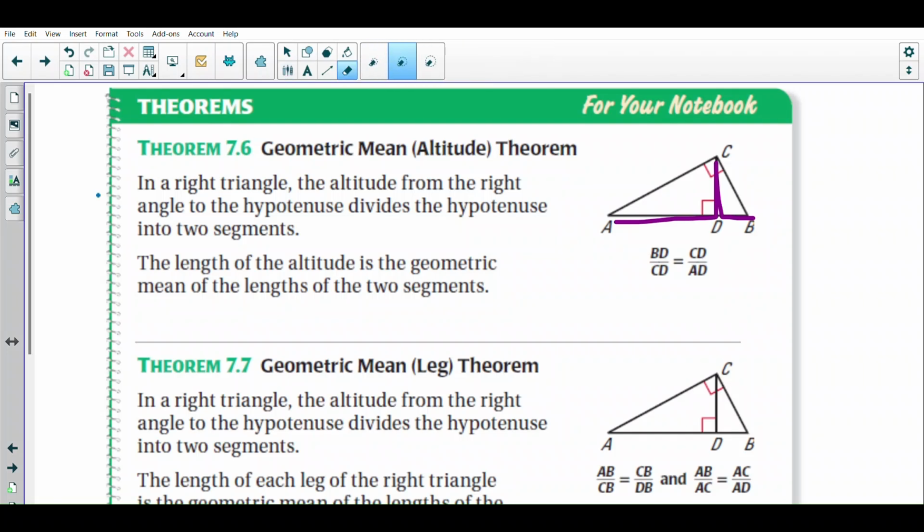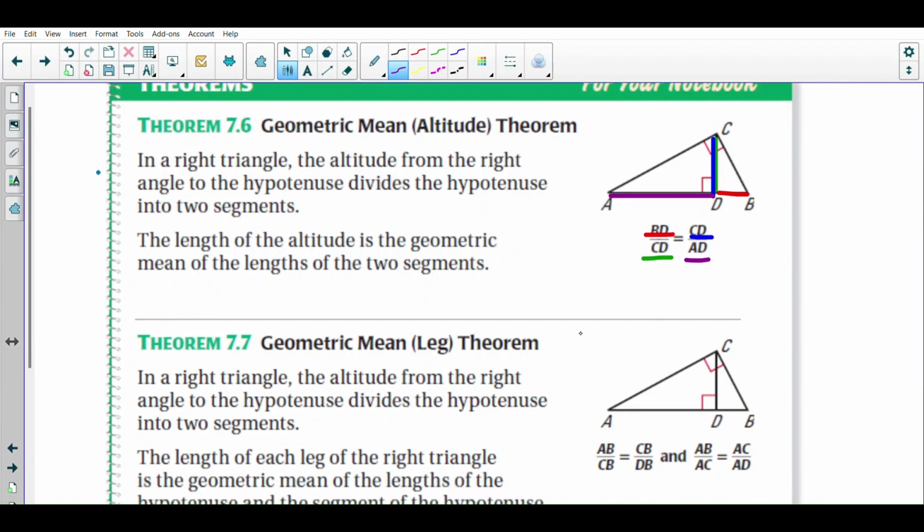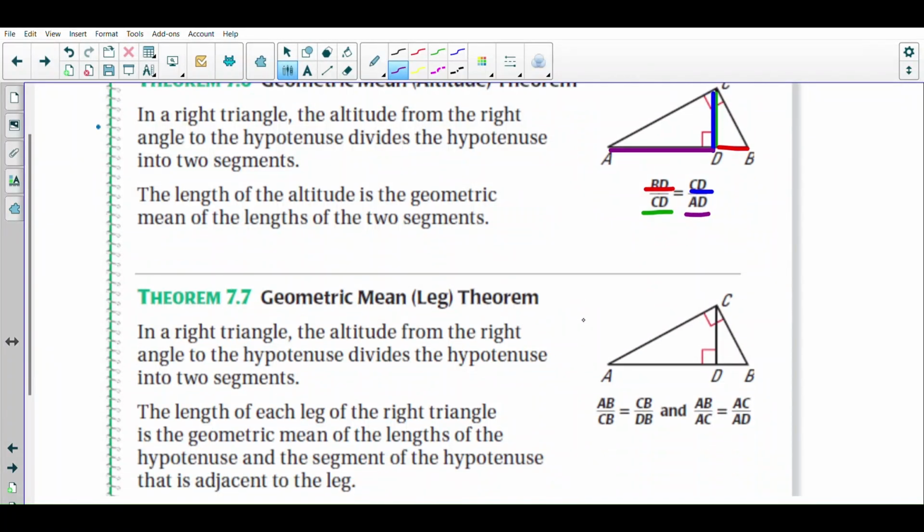Now if we do this in different colors, we can see here it follows a little bit of a line. BD over CD is equal to CD back down over AD. You just kind of trail your steps. The other one is the geometric leg theorem. Now this one has two of them.